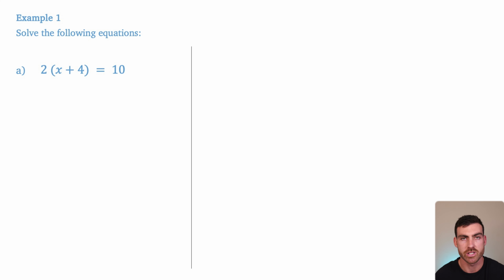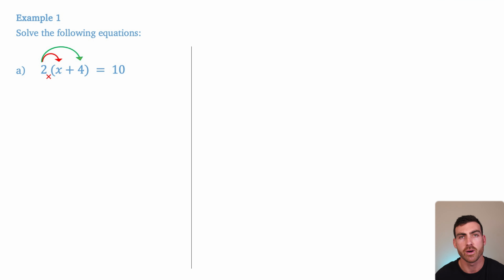Can you answer these questions? Example 1. Solve the following equations. In example A, notice that there are brackets in the question. Therefore, our goal is to turn it back into an equation without brackets. Let's expand to get rid of the brackets.